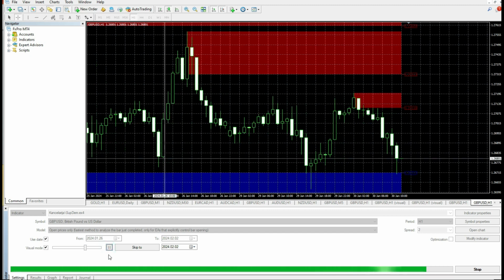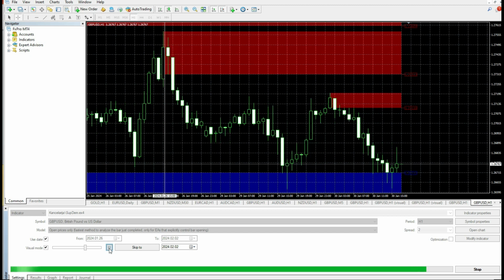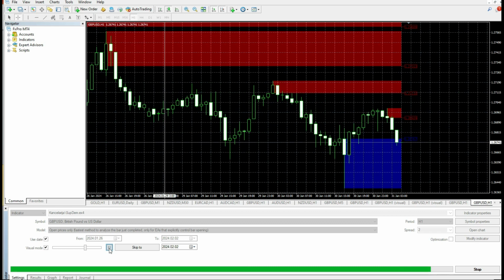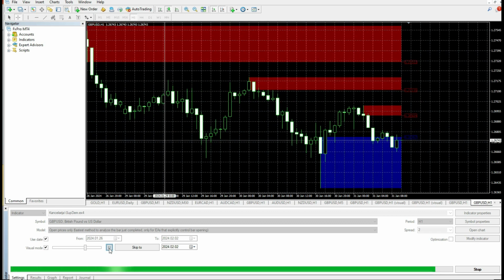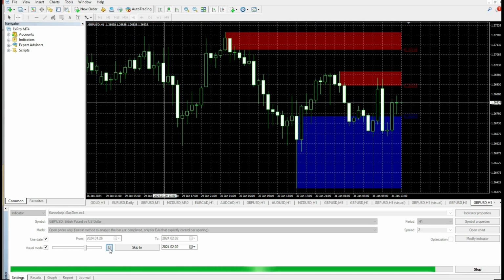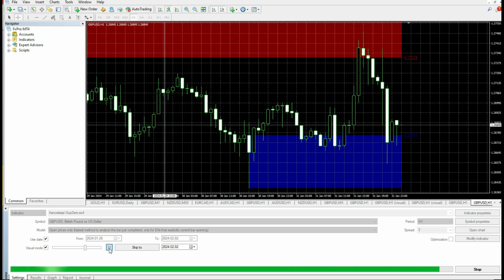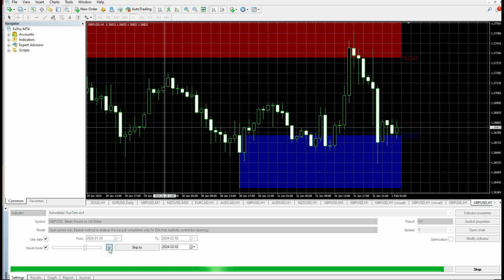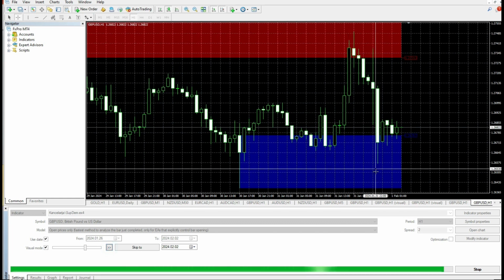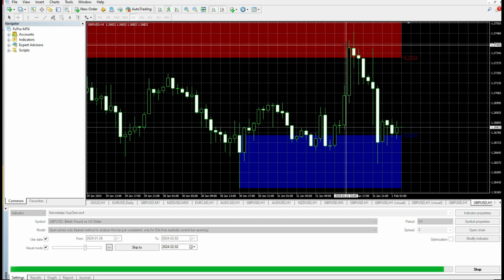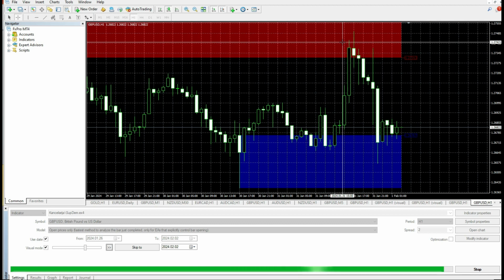So let me find some other interesting moments here. Okay, we have interesting setups. A lot of the time we want to trade on support and resistance, and strong support and resistance levels. That can be very interesting. Okay, here is January 31, and we are in the resistance zone.